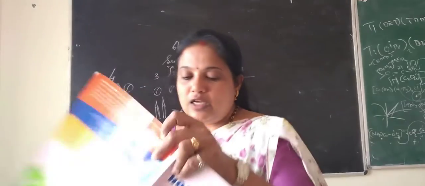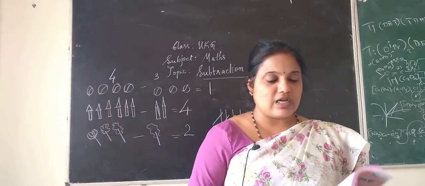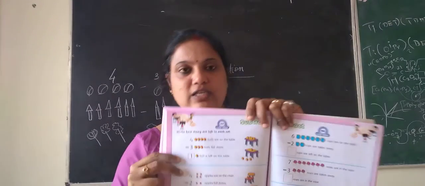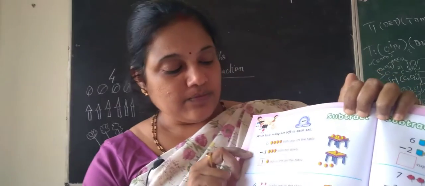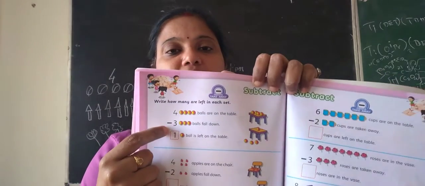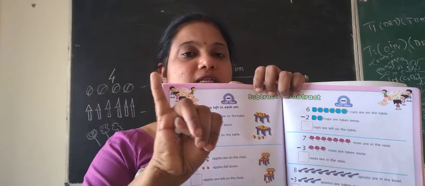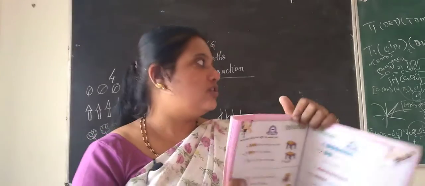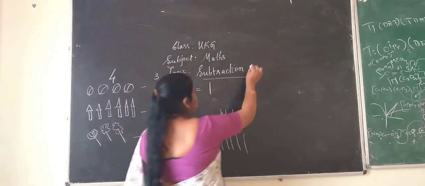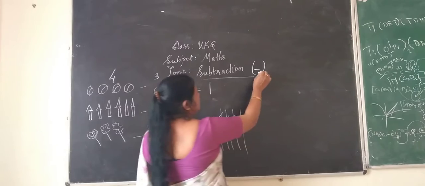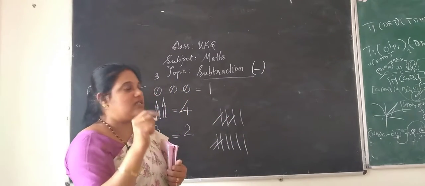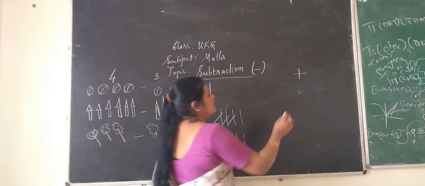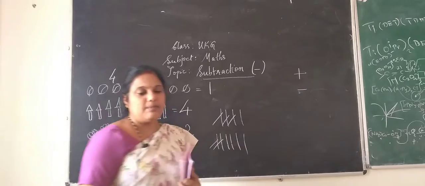Children, in your textbook you can find lots of exercises related to that. I will show you some. You have some balls given here, children. Can you see that? Out of 4 balls 3 are minused. What is the pending? Only 1. So 4 minus 3. Children, one more thing I wanted to tell. When you say subtraction, you have to use this sign, that is the minus sign. Yesterday you learnt about addition, right? This is a plus sign, this is a minus sign.